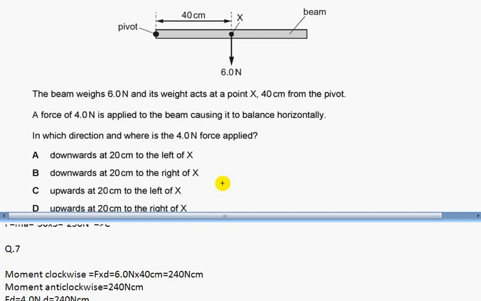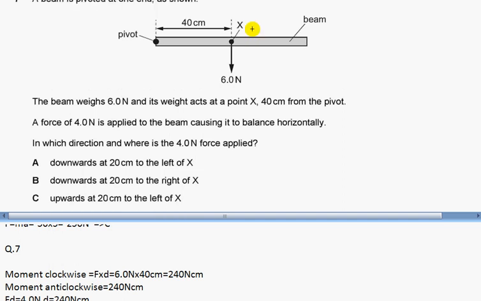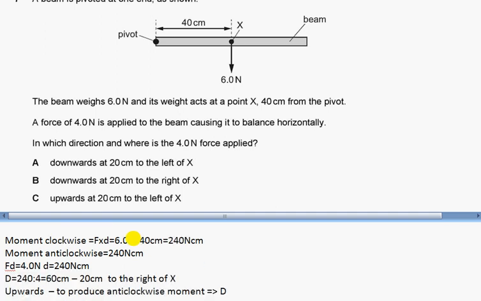Actually we have here several choices, so it should be acting over here, 20 centimeters upward to the right. So here the trick is, it's not total distance, it is distance to the right from X. Actually you can calculate everything. Let's see how it is calculated.